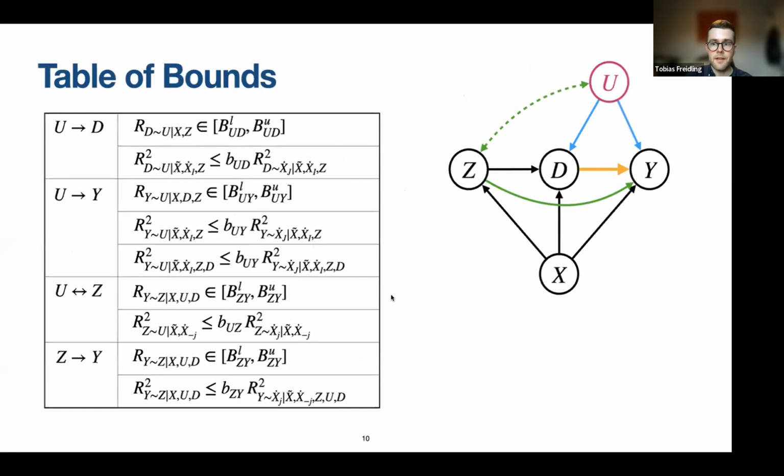Now this was still a fairly easy example. In the paper, we derive a lot of different bounds. Broadly, they fall into 4 categories. We reason about the influence of u on D, u on Y, which are the classical regression identification assumptions. We also have bounds for correlation between u and Z and the effect of Z on Y.